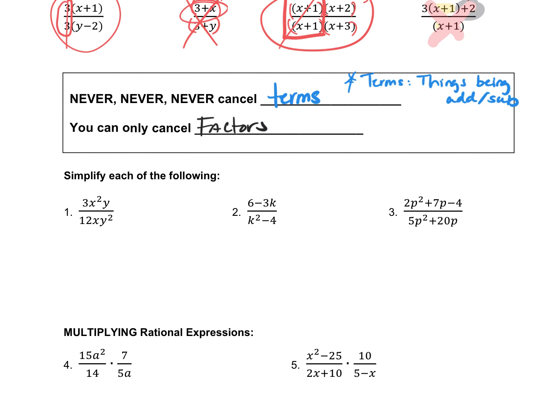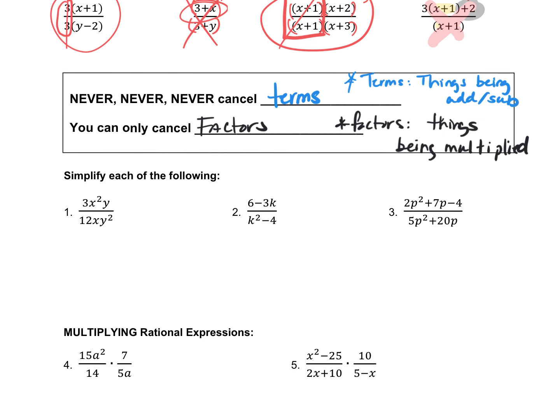And what are factors? All right, things being multiplied. So when we look at each of the following things we're going to do here, we're going to talk about how, when we can reduce them or simplify them or not, okay? So we're going to go through this all review of our rational expressions and then go to solving.